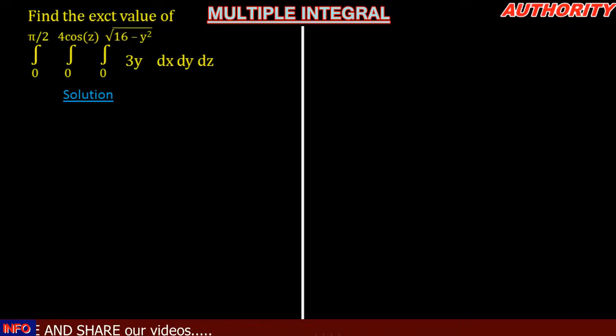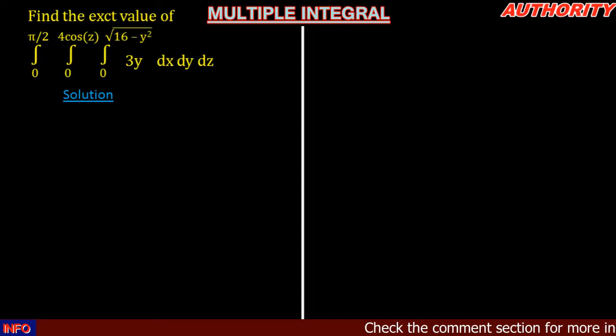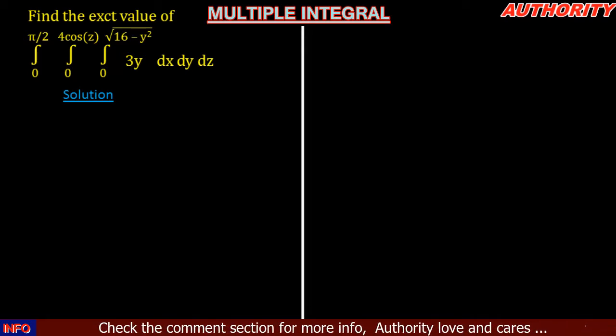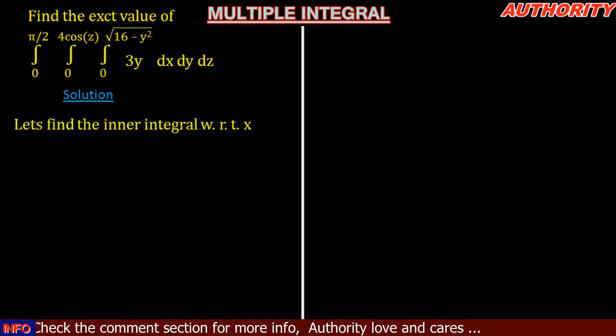Okay, so here we have a triple or multiple integral. Please pay attention. Let's take this integral gradually. It's very simple. In this place, we have three integrals. We are going to take it part by part: the inner part, the middle, and the outer part. The first one, we're going to take the inner part, which is with respect to x.